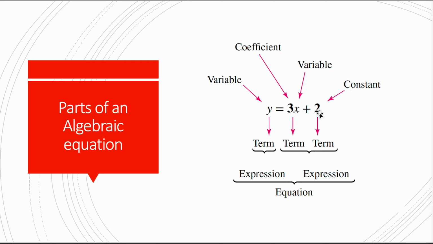Now each of these pieces in the equation are called terms. Term, term, term. Now an expression is something without an equal sign, and an equation should always have an equal sign. So, algebraic expressions and algebraic equations. These are the fundamental parts of an algebraic equation.